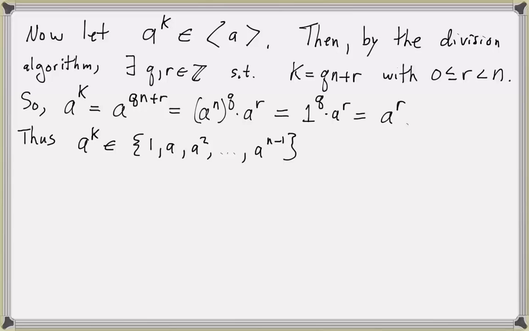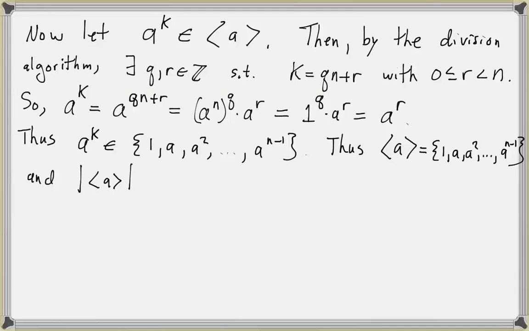And since an arbitrary element of the cyclic group generated by a is in this set, we've just shown that these two sets are actually equal. We've shown that the cyclic group generated by a equals the set {1, a, up to a to the n minus 1} when a has order n. And we see that the order of the cyclic group equals n, which is the order of a. So this proves part 1 of the theorem.